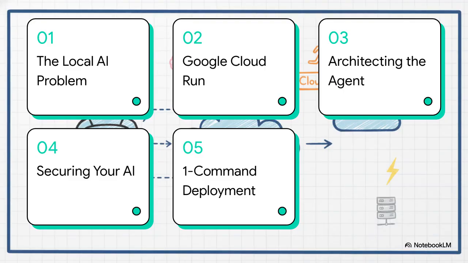Okay, let's dive into this. Our roadmap for today is super straightforward. First, we'll diagnose the local AI problem. Second, we'll introduce Google Cloud Run. Third, we'll architect our Zoo Tour Guide agent. Fourth, we'll secure it. And finally, the absolute magic trick, the one-command deployment.